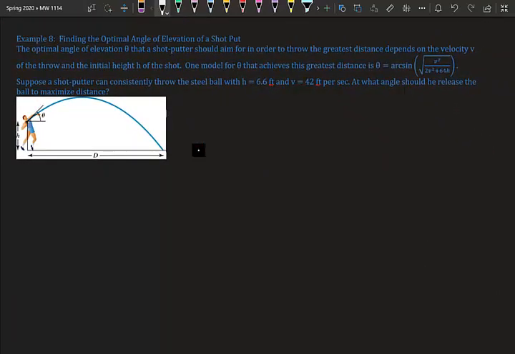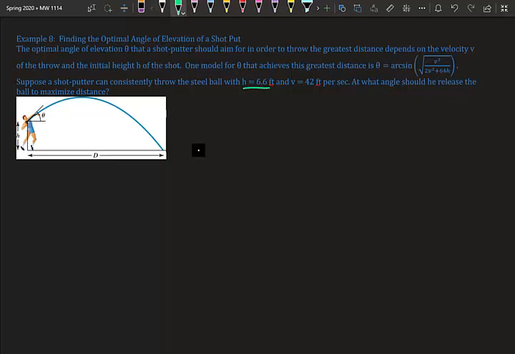The optimal angle of elevation theta that a shot putter should aim for in order to throw the greatest distance depends on the velocity v of the throw and the initial height h of the shot. One model for theta that achieves this greatest distance is theta equals arc sine of the square root of v squared over 2v squared plus 64h. Suppose a shot putter can consistently throw the steel ball with height equals 6.6 feet and velocity equals 42 feet per second, at what angle should he release the ball to maximize distance?